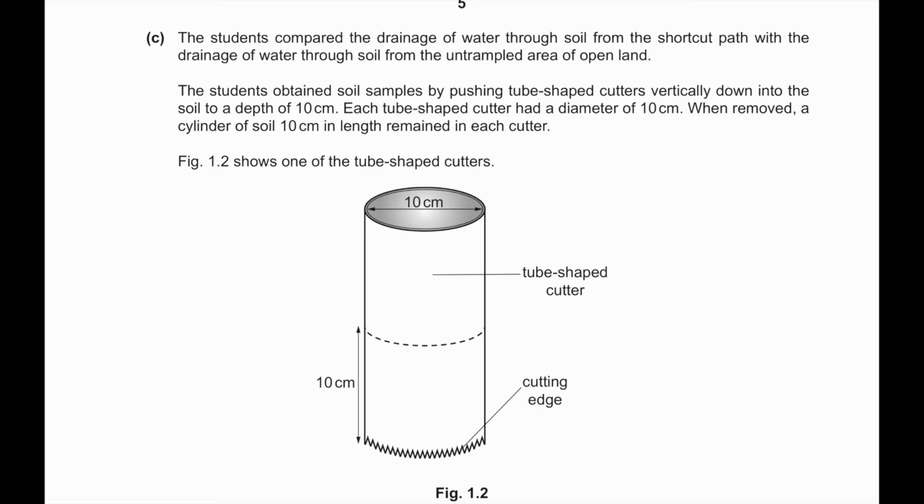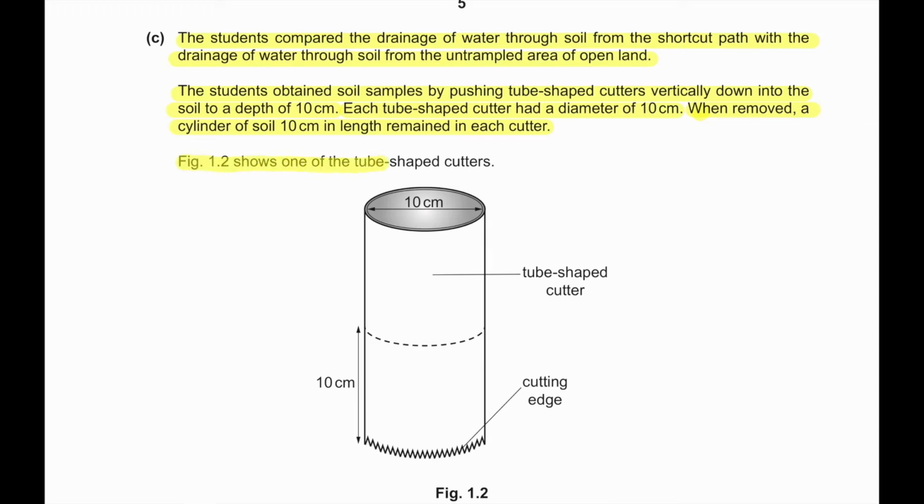Question C. The student compared the drainage of water through the soil from the shortcut path with the drainage of water through the soil from the untrampled area of open land. The student obtained soil samples by pushing the tube-shaped cutters vertically down into the soil to a depth of 10 cm. Each tube-shaped cutter had a diameter of 10 centimeter. When removed, a cylinder of soil 10 centimeter in length remained in each cutter.